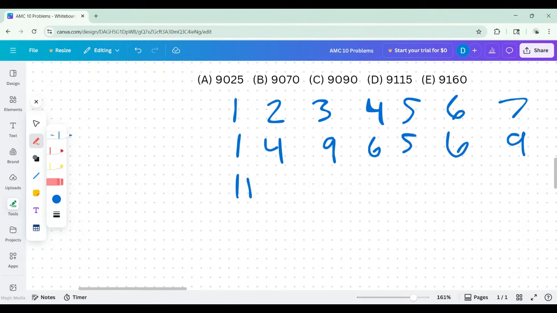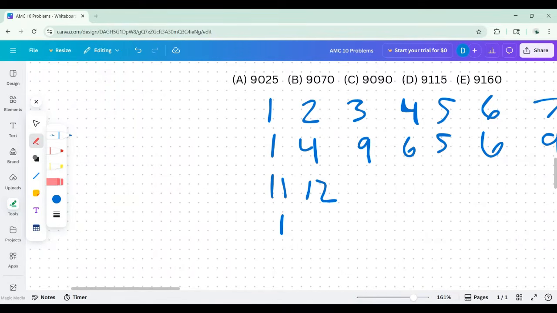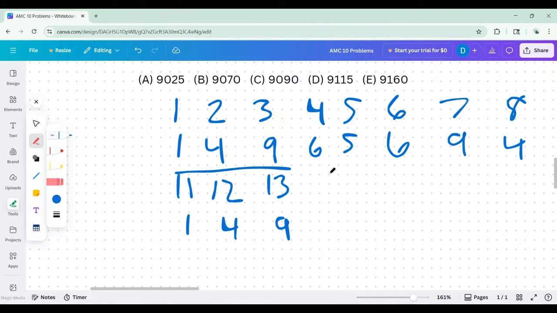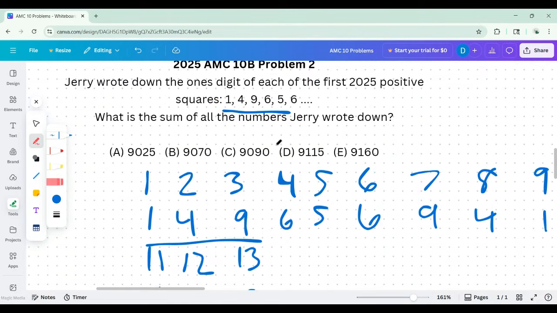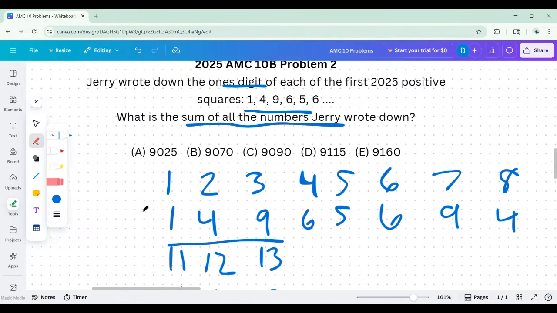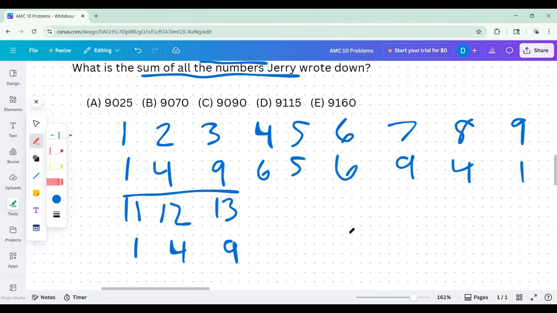So with number 11, the square is 121. The units digit is 1. For 12, it's 4. For 13, it's 9. And as you see, there's a repeating pattern that starts to occur. So every 10 numbers, there's a repeating pattern. And this will help us solve the problem because we're trying to find the sum of all the numbers Jerry wrote down, which is the units digit. So we can find the sum of one batch of 10 numbers and then multiply by the number of batches, and this will help us.